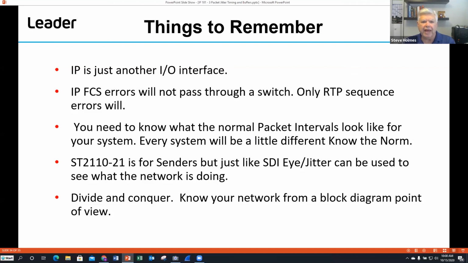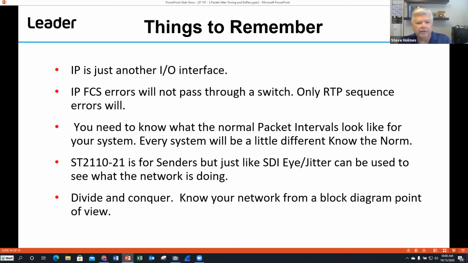Just remember that IP is just another I/O interface. We are looking at different things. As we looked at in the last session we did, the frame sync errors don't pass through switches. Only RTP errors pass through switches. So you really need to look at the RTP errors to see packet errors. You need to know your normal packet interval, what is the signature of your system, so you know what it looks like under normal conditions and what it looks like when it's sick.